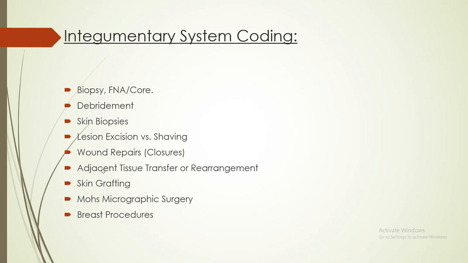Okay. Basically adjacent means nearby. So local tissue transfer near the wound area, that you will call adjacent tissue transfer. So what are the keywords you need to identify in the operative report for ATT coding? Okay. Next, skin grafting. Here you will learn what is a split thickness graft, what is a full thickness graft, and how to identify the graft using the operative report.